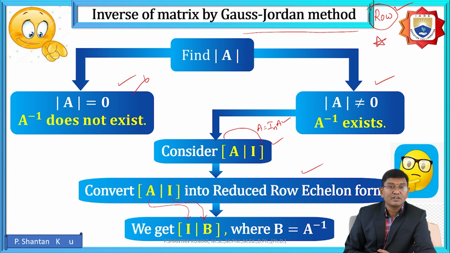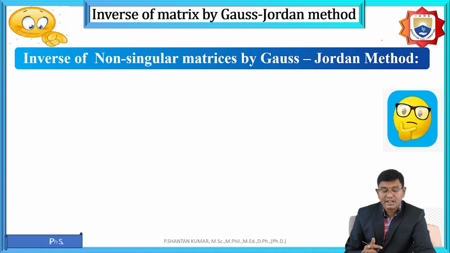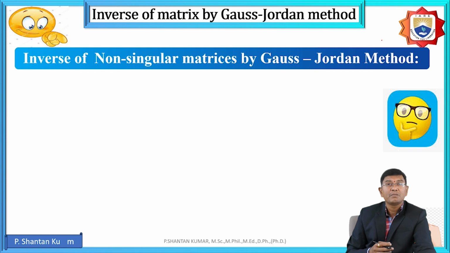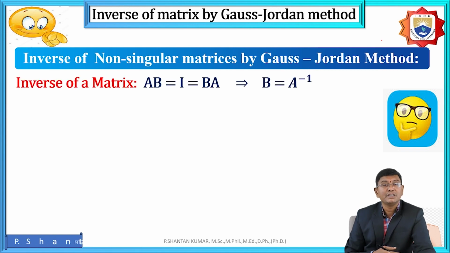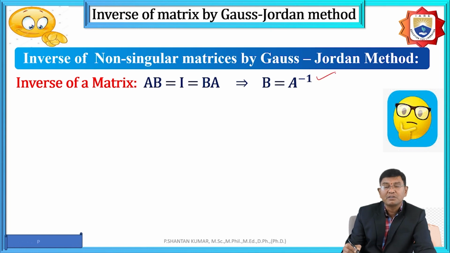And what is the next one? After that, it is a working rule clearly: inverse of a non-singular matrix by the Gauss-Jordan method. According to the preview, the inverse of a matrix is defined by AB equal to I equal to BA. That is the definition of the inverse of a matrix. And here B is equal to A inverse.